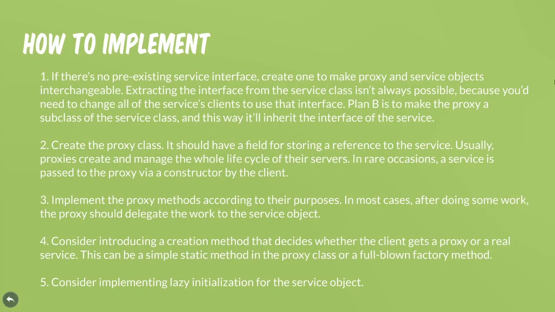Create the proxy class. It should have a field for storing a reference to the service. Usually, proxies create and manage the whole lifecycle of their services. On rare occasions, a service is passed to the proxy via a constructor by the client. Implement the proxy methods according to their purposes. In most cases, after doing some work, the proxy should delegate the work to the service object. Consider introducing a creation method that decides whether the client gets a proxy or a real service. This can be a simple static method in the proxy class or a full-blown factory method. Consider implementing lazy initialization for the service object.